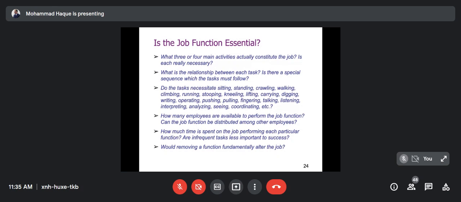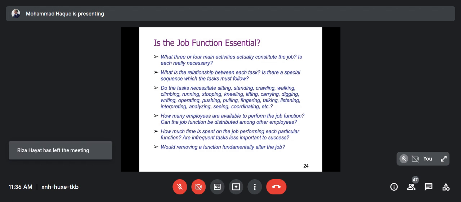Does the task necessitate sitting, standing, crawling, walking, climbing, running, stooping, kneeling, lifting, carrying, digging, writing, operating, pushing, pulling, all kinds of things that are required, because with that the working condition will be determined. Similarly, we also have to see how many employees are available to perform the job functions, right? And can the job function be distributed among other employees if that is not available?